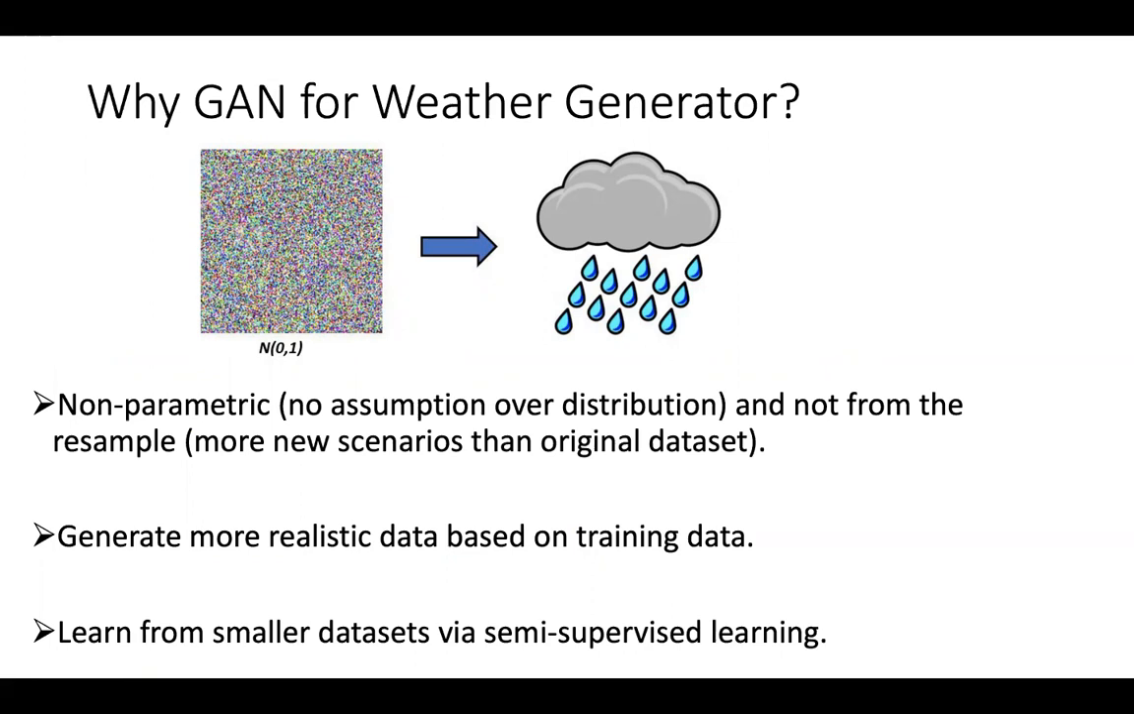Another thing is that it generates more realistic data, as I mentioned in the method: the generator and the discriminator always play with each other to get realistic data. And another thing is that it can learn from a smaller data set, which matters because it's a huge limitation of using deep learning in climate data, since in most cases you don't have a huge data set. But this particular method can also work on a smaller data set.